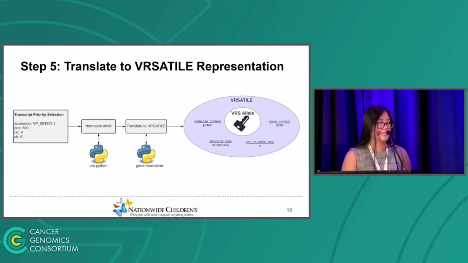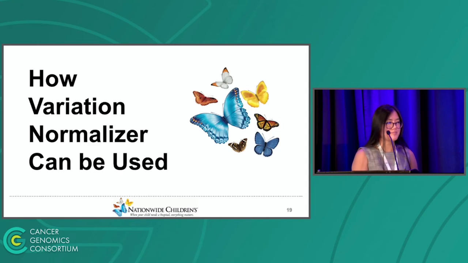Now we move on to translating to the VRS representation. We're going to perform fully justified allele normalization using VRS-Python and translate to VRS. Again, we're output with the VRS allele, which can be represented by a computed identifier. And we can annotate using VRSATILE and provide additional information, such as the molecule context, the structural type, and the VRS ref allele sequence, as well as the gene context that we get from our Gene Normalizer.